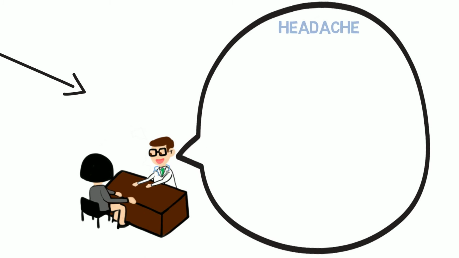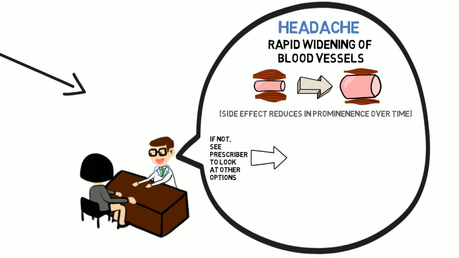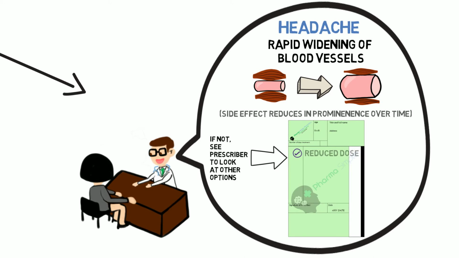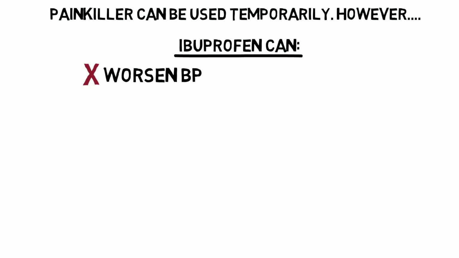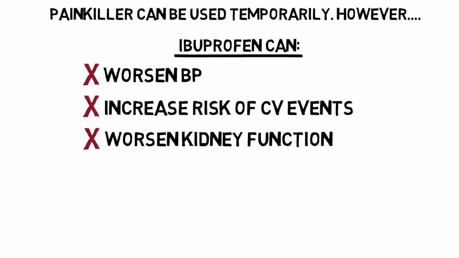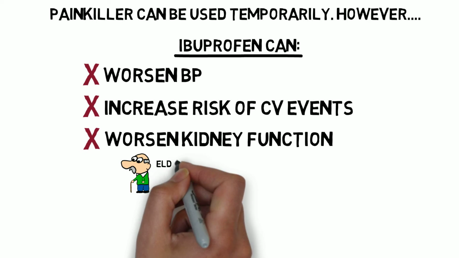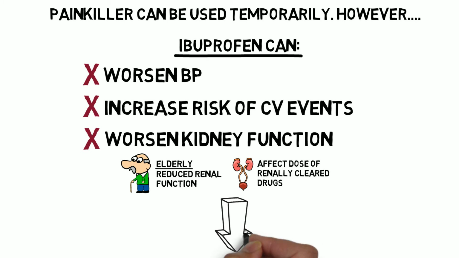Inform Miss Pulse that her headache is most likely due to the rapid widening of blood vessels caused by her amlodipine, but that the side effect tends to reduce in prominence over time. If not, she can return to the prescriber to look at other options such as a reduced dose, longer acting preparation or a different medication altogether. In the meantime, a painkiller can be used temporarily. However, ibuprofen may actually worsen Miss Pulse's blood pressure and increase the risk of cardiovascular events through different mechanisms, as well as worsen kidney function, sometimes even potentiating renal impairment, which is especially important in elderly patients as their renal function tends to be lower. Note that this may affect the dose of drugs cleared by the kidneys as well.